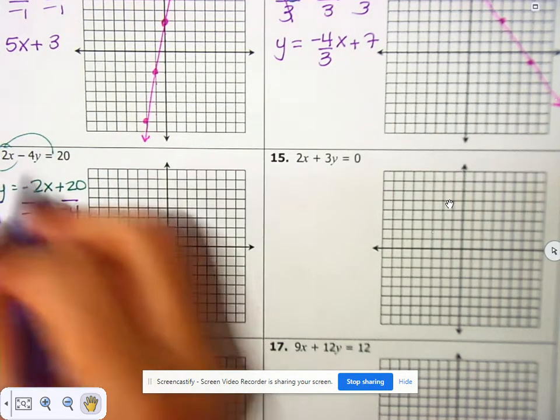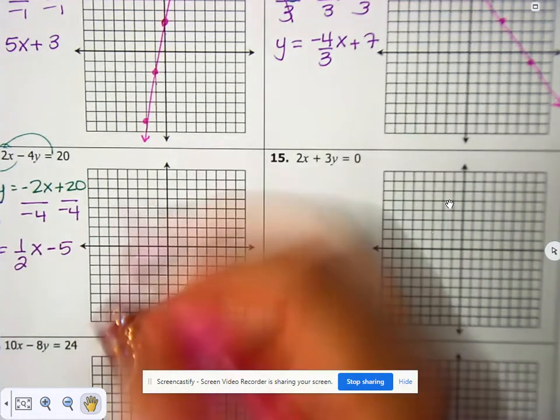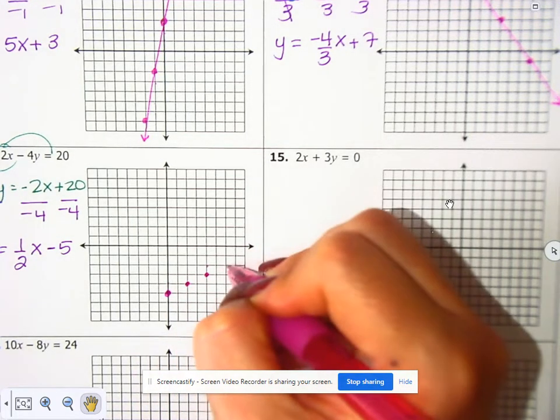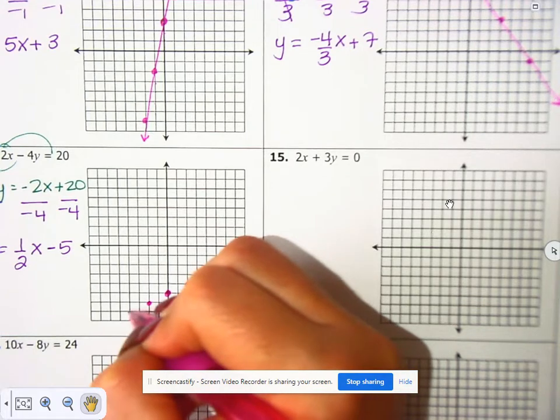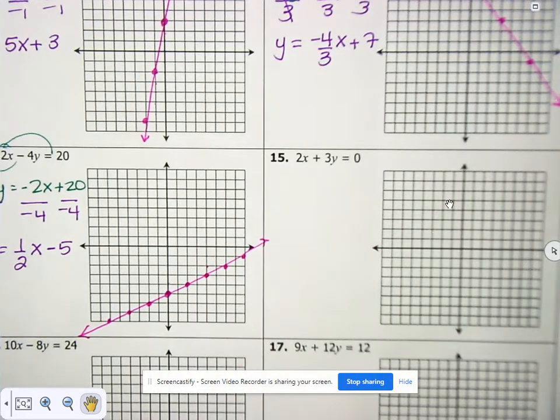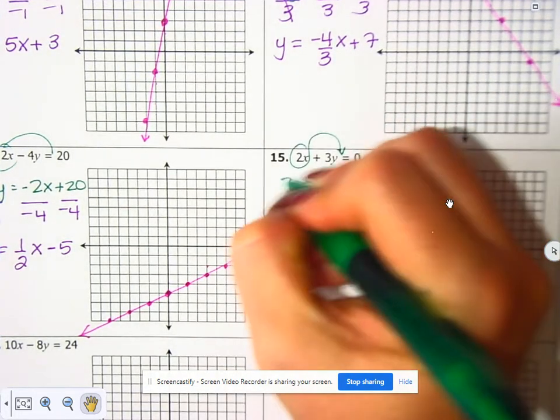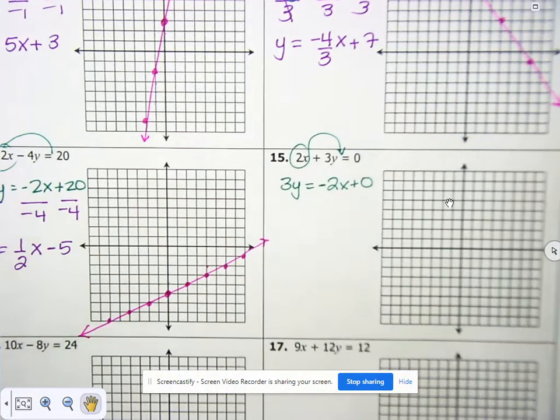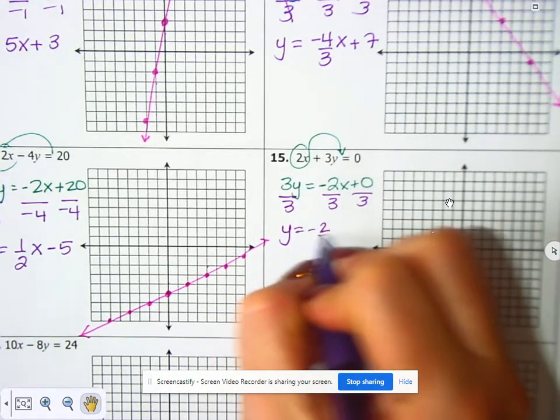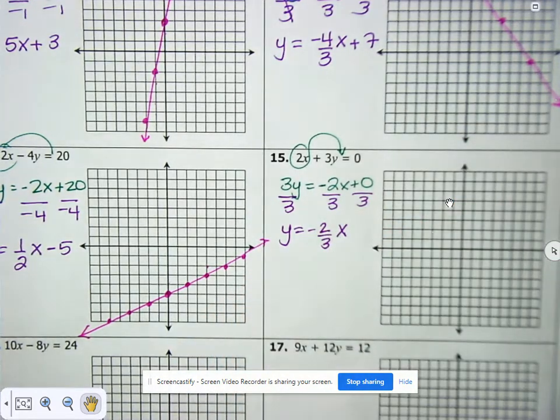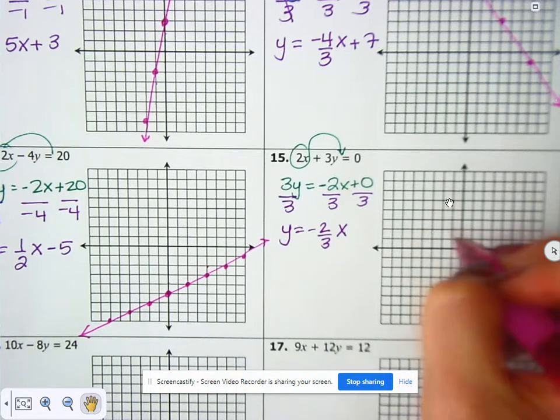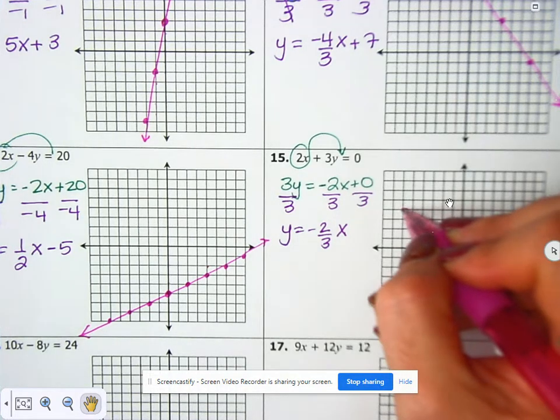So that's going to reduce to 1/2 x. That's a positive, minus 5. So we're going to start at minus 5. Go up 1 and right 2. Down 1 and left 2. Okay, so 0 divided by anything is 0. So that means our starting point here is 0, and then we're going to go down 2 and right 3. Or up 2 and left 3.